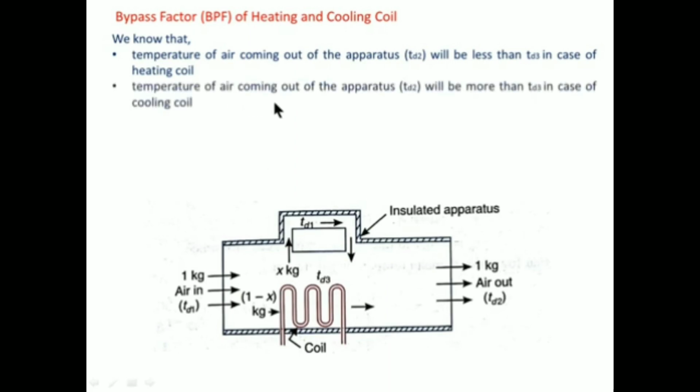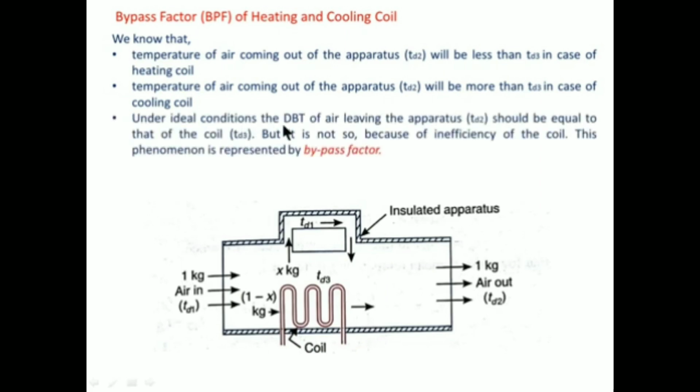Now for the temperature of air coming out of the apparatus, TD2 will be more than TD3 in case of a cooling coil. So TD1 will be highest in case of cooling process and TD2 will decrease as a result of cooling. So TD2 will be more than TD3. Under ideal conditions, the dry bulb temperature of air leaving the apparatus should be equal to that of the coil.